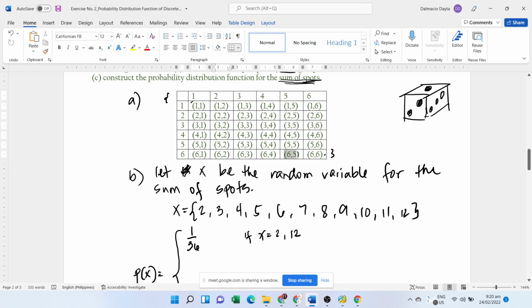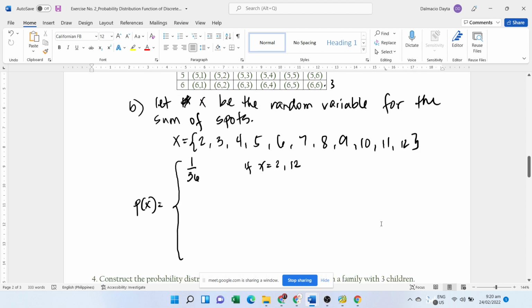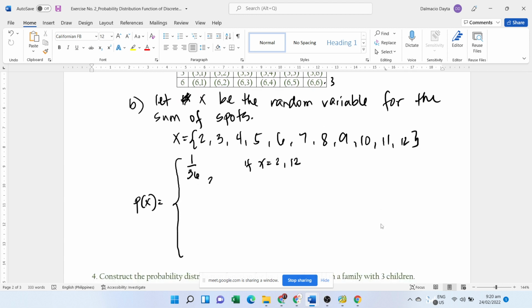Pareho lang yan ng 11. 6 plus 5 at saka 5 plus 6. So pareho lang ng 3 at 11. That is 2. Dalawa sila, no? 2 over 36 if x equals 3 or 11.